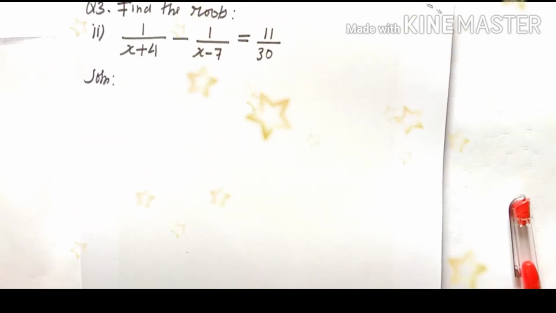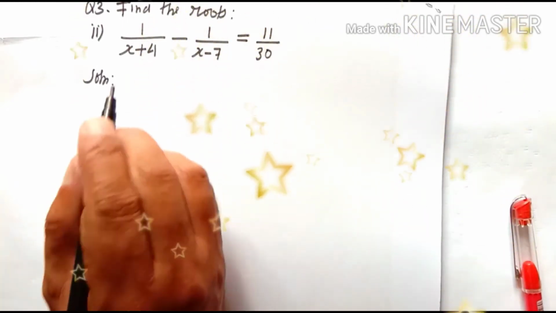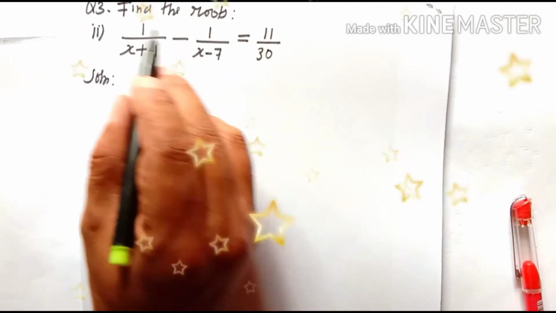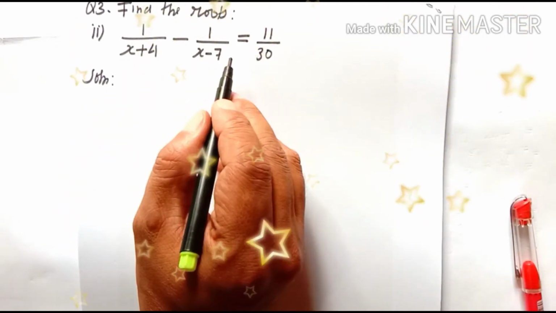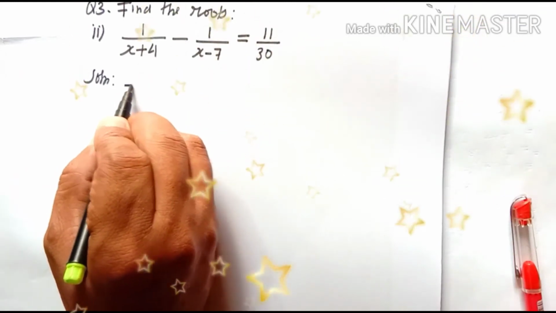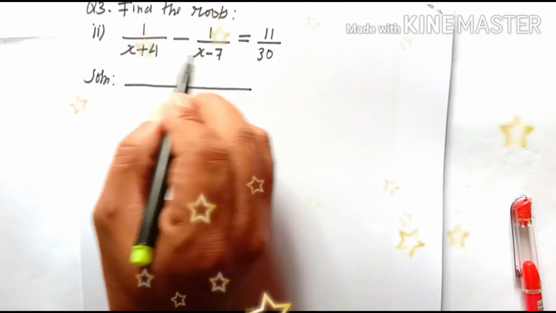Question number 3 from 4.3, sub question number 2. So find the roots. First, you'll have to form the quadratic equation in standard form. Right now, your question is not in standard form. So one must take the LCM of the given two factors. So what will be the LCM of these two factors?